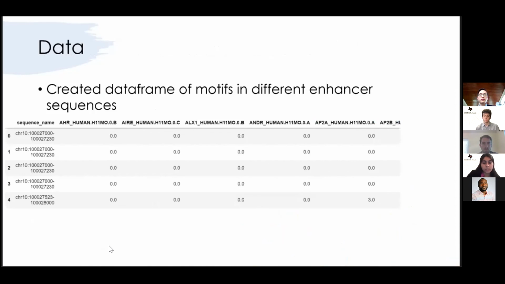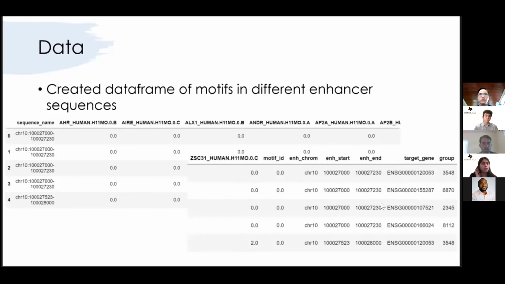So this is our data frame. The first column shows the sequence name. It tells us which chromosome it's part of, the start and ending location of the enhancer sequence, and every column after that is a motif, present or not in that enhancer sequence. So we have the ARH and the AIRE and so many more. The numbers in this data frame tell us how many counts of that motif are present in that enhancer. With a bunch of these zeros, we can see that these motifs are not present in those enhancer sequences. But with the 3, we see that the AP2A motif is present 3 times in this specific enhancer sequence.